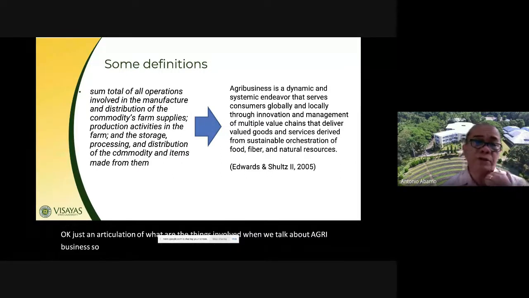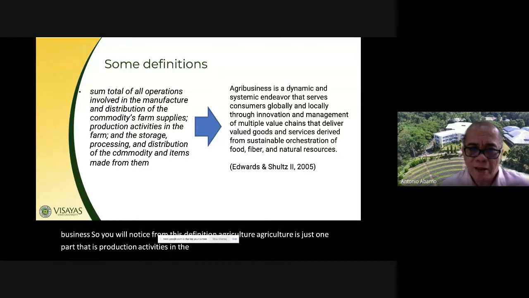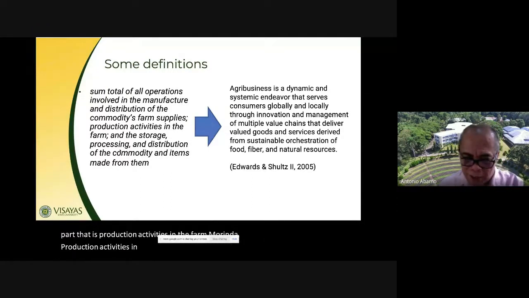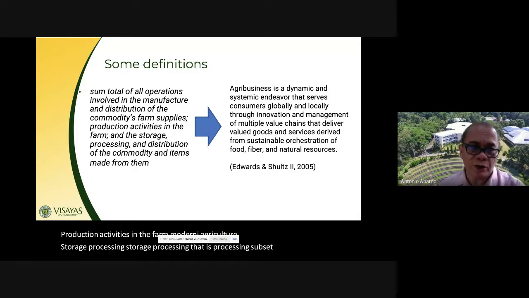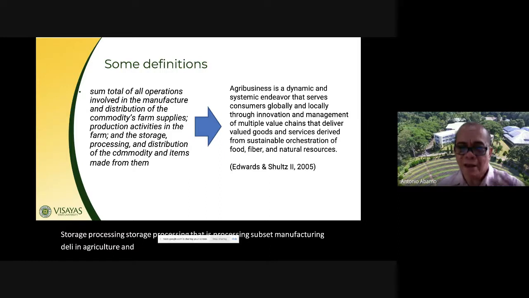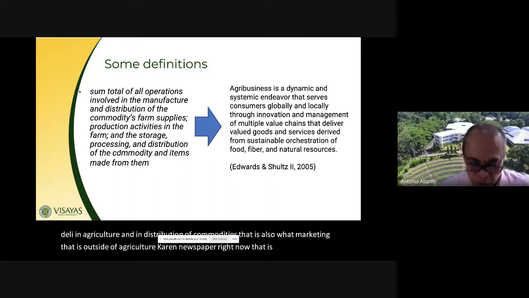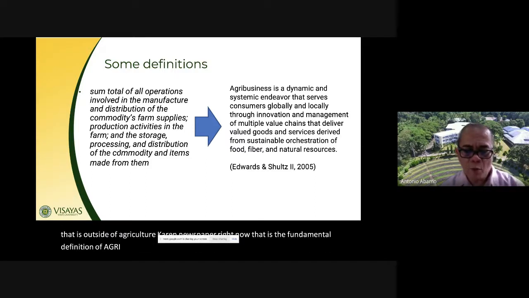So you will notice that from this definition, agriculture is just one part. That is production activities in the farm. That is agriculture. Storage, processing, that is manufacturing already, not agriculture anymore. And then distribution of commodities, that is also what? Marketing. Okay, that is outside of agriculture. Now they are separated. That is the fundamental definition of agribusiness. So if I ask, what is the fundamental definition of agribusiness? You go back to the Ray Davis and Goldberg definition.